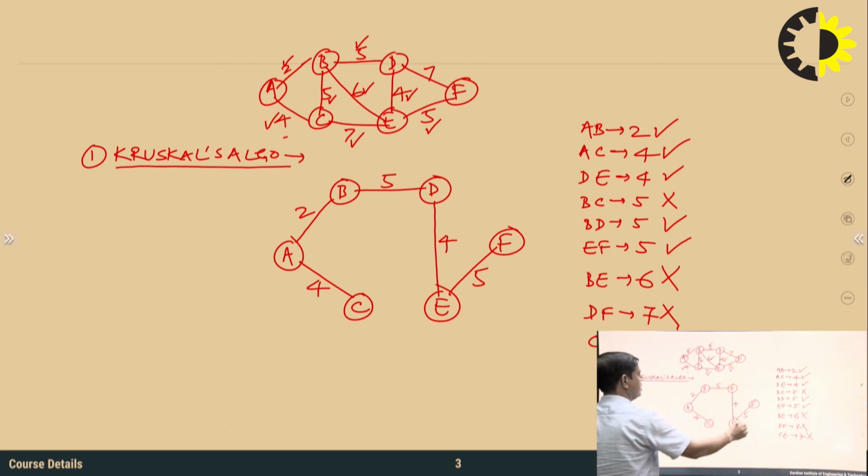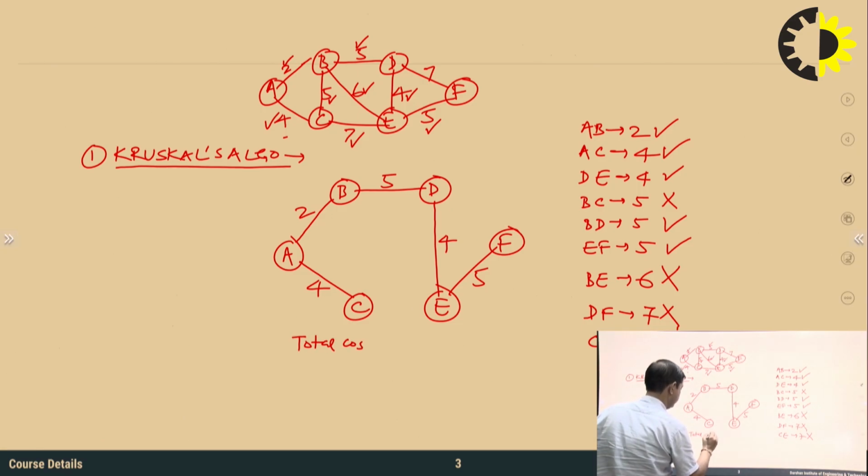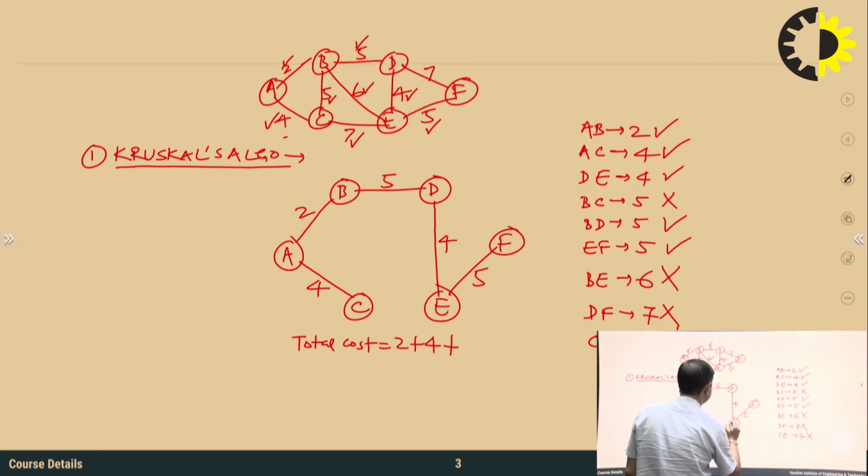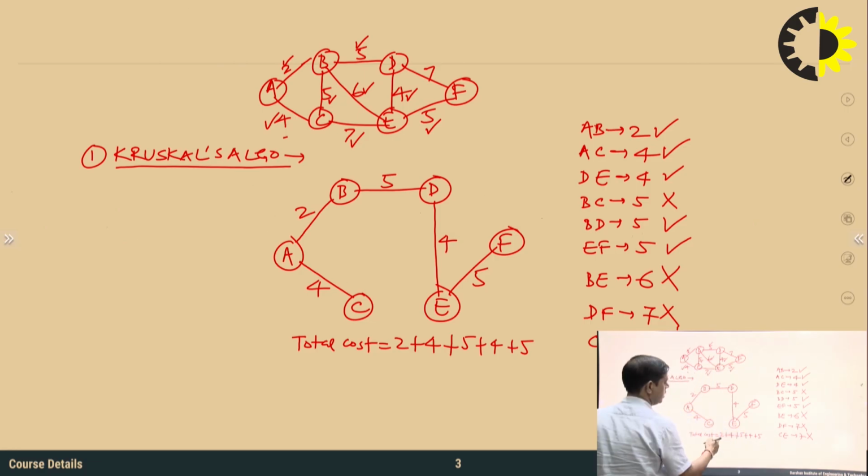Now, this is the minimum spanning tree. And what is the cost? That is total cost. It will be 2 plus 4 plus 5 plus 4 plus 5. So that is 2 plus 4, 6 plus 5, 11 plus 4, 15 plus 5, 20. So that is the total cost for this spanning tree, and that is the minimum cost. That is, by using this method, that we are calling Kruskal.